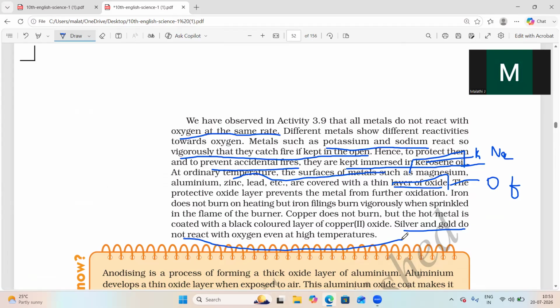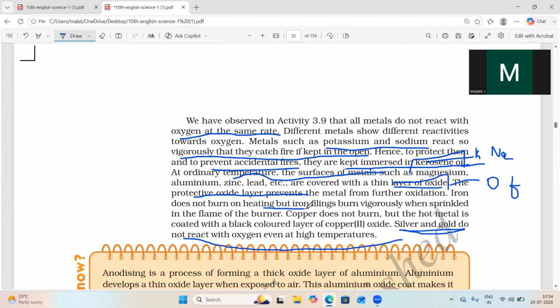Why are they used to make ornaments? Because they do not react with oxygen easily. One more point: iron does not burn on heating, but iron filings can burn in the presence of air. This is one important question. Magnesium, lead, zinc and aluminum do not react easily with oxygen. Give a reason: because they have a protective layer of oxide, which is called the oxide film.